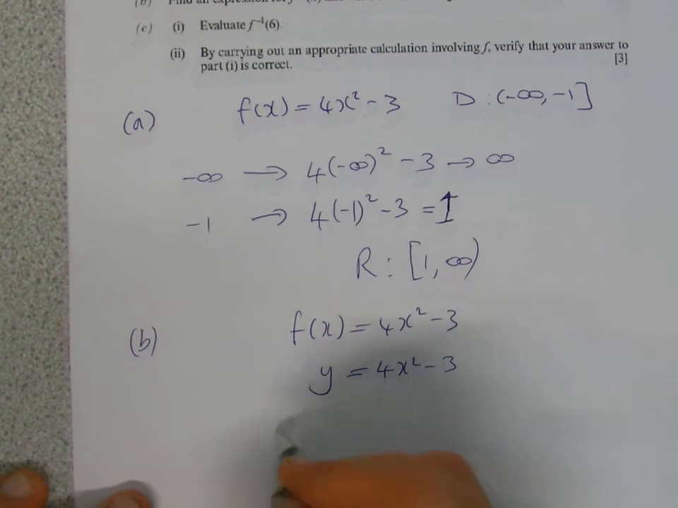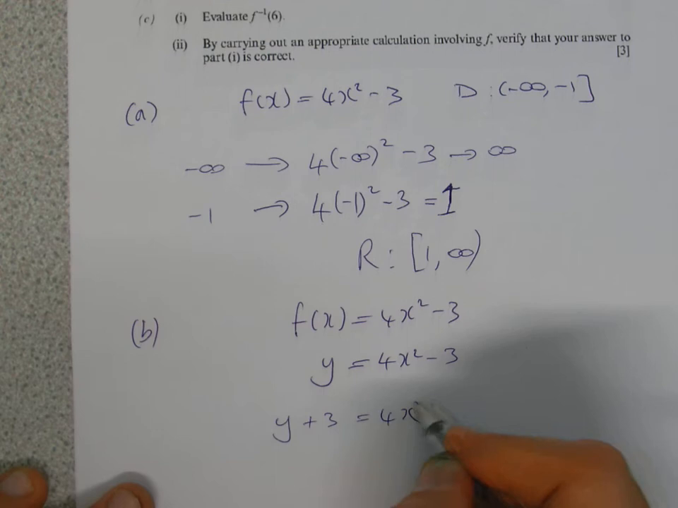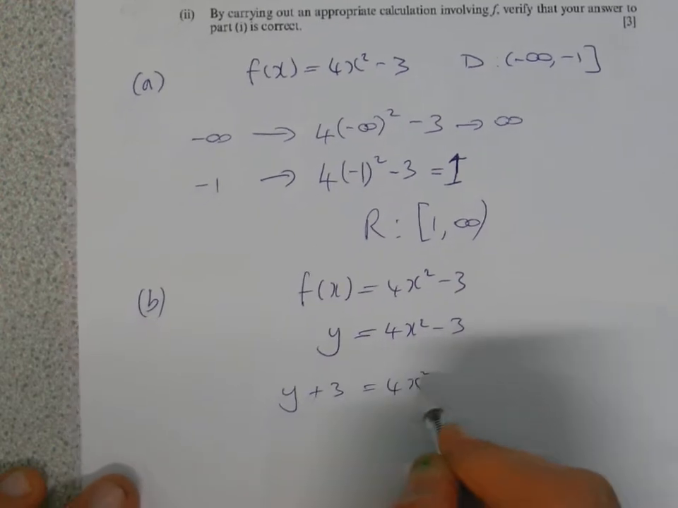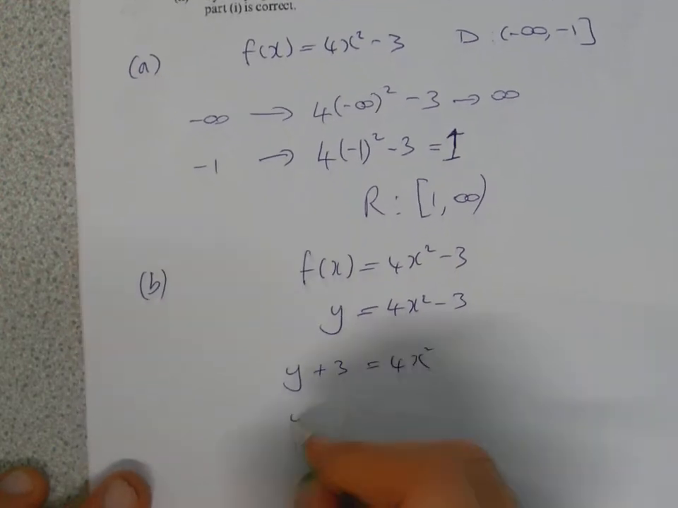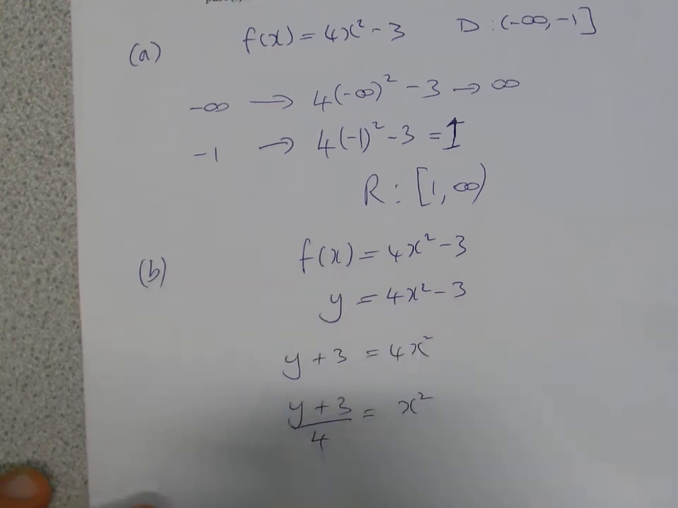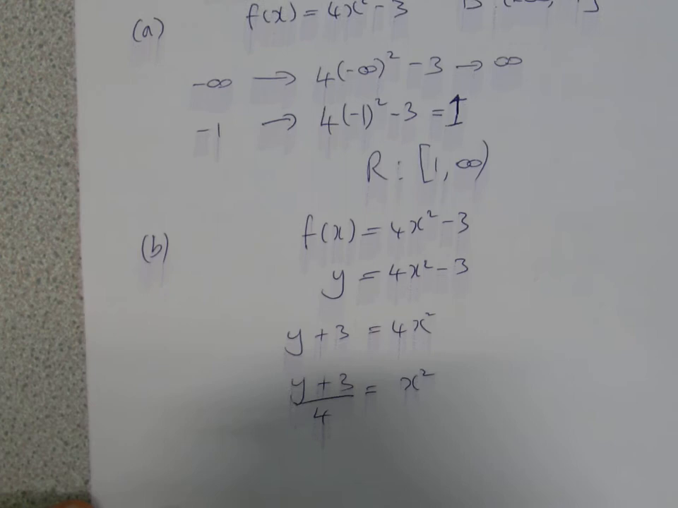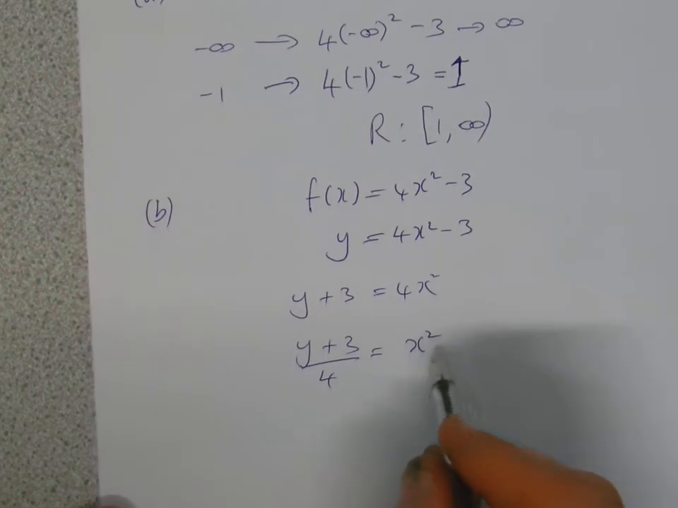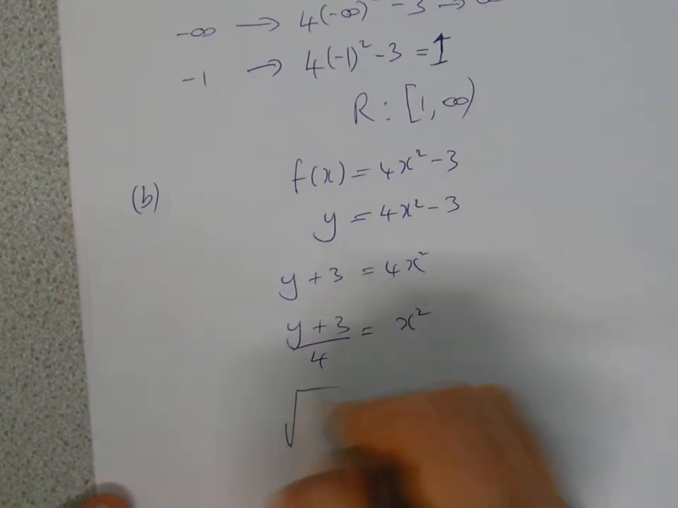Now here, just rearrange it. Take the minus 3 over. It becomes plus 3. Okay. And then y plus 3 is 4x squared. And then what you can do then is to divide by the 4. So that gives you the x squared. All right. And then, to get x, we need to take the square root.